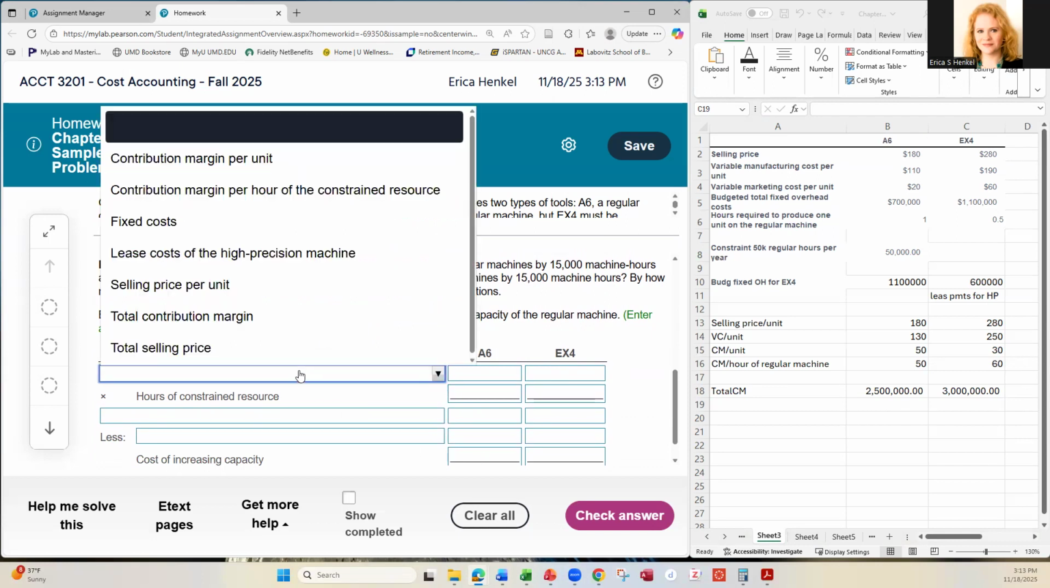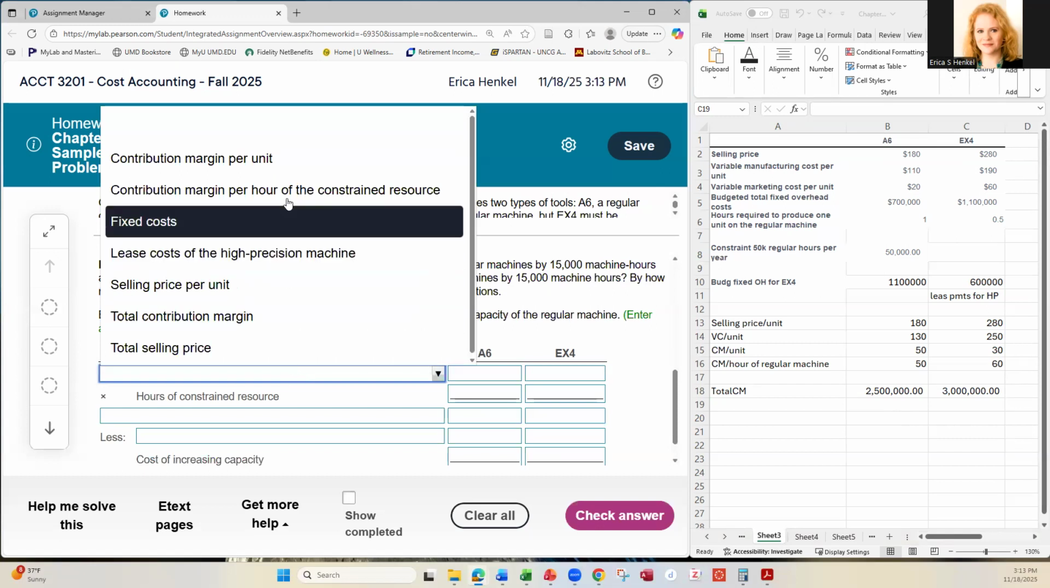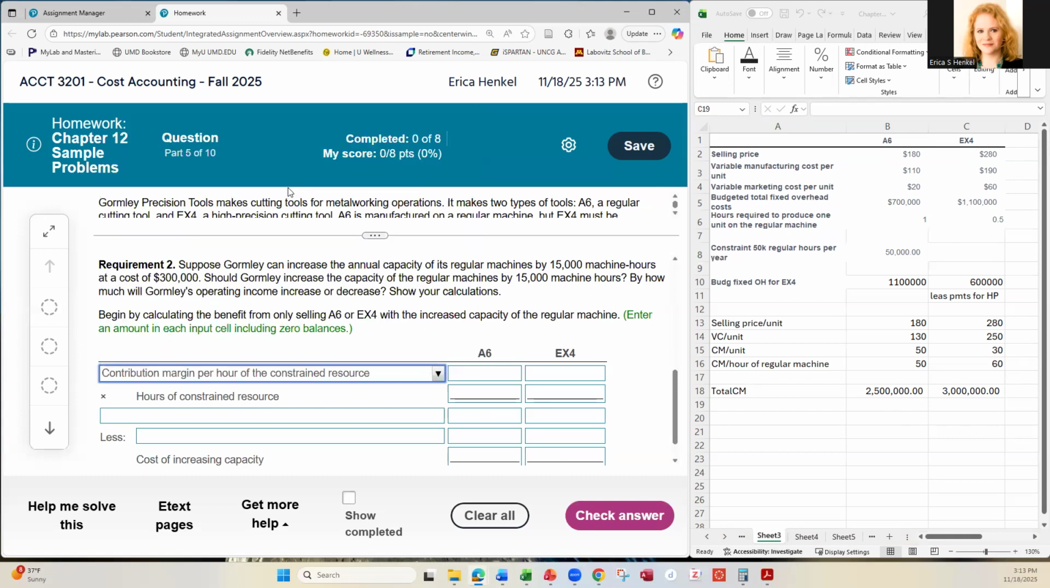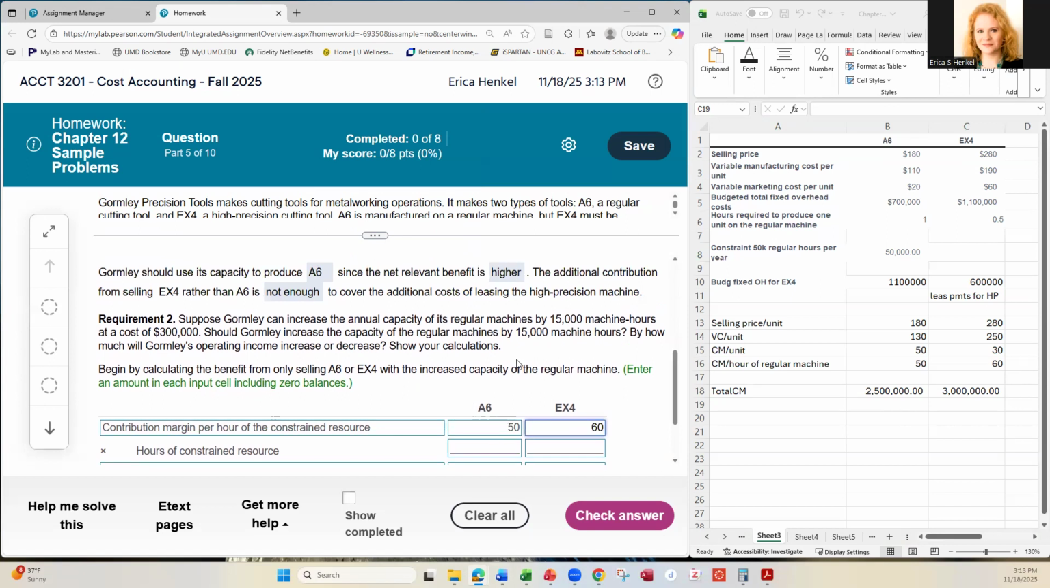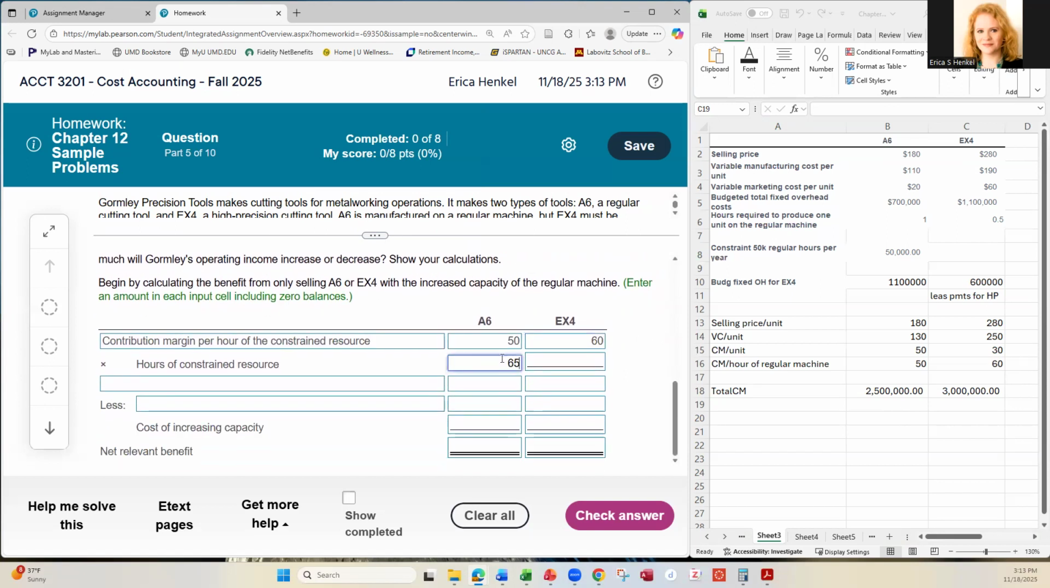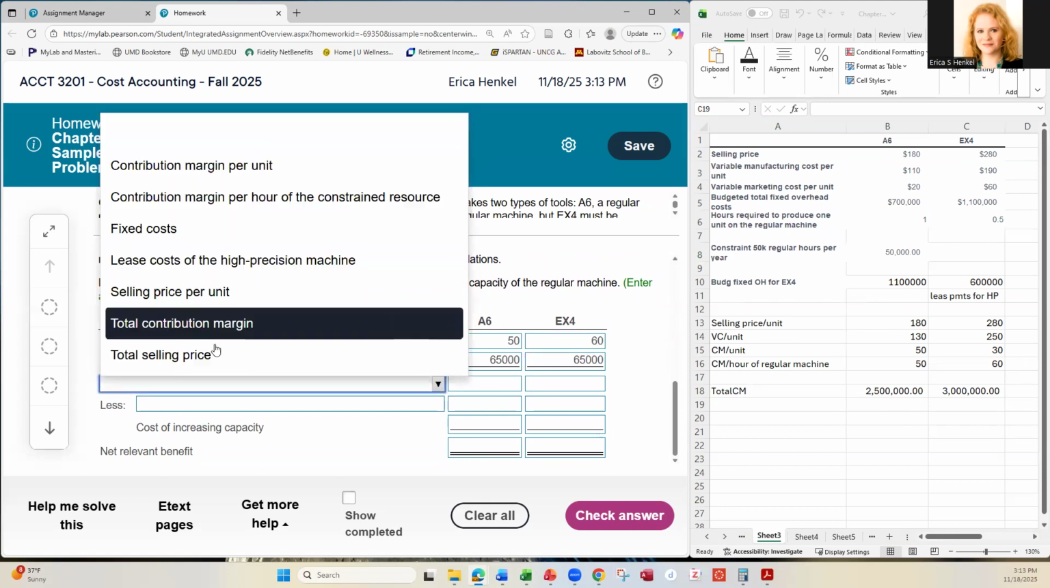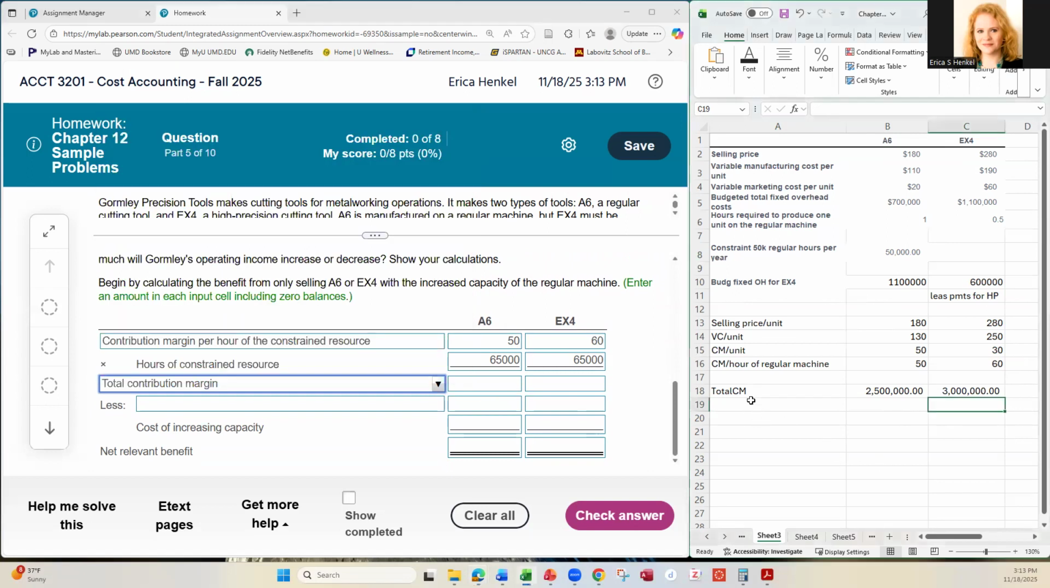All right, well, let's take a look at this. So we're going to do the exact same formulas here. The contribution margin per hour of the constraint will not change. It's the same contribution margin, but now we will have a different number of hours on this constrained resource. Adding 15,000 to our original 50,000 gets us 65,000. So that gets us a total contribution margin of, let's take a look. We'll put part one, part two.